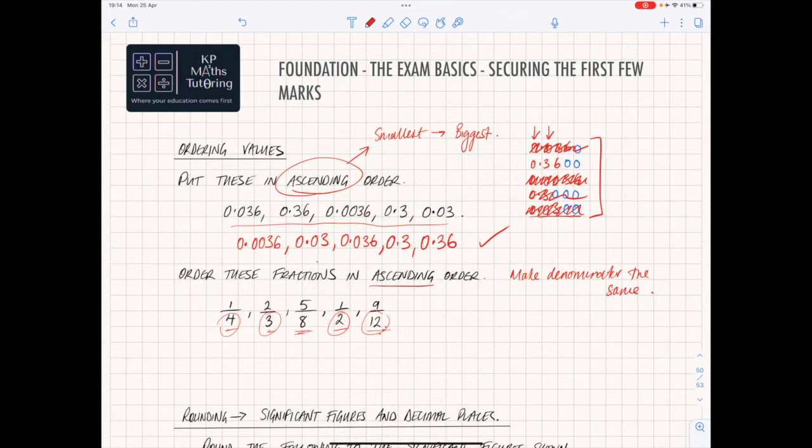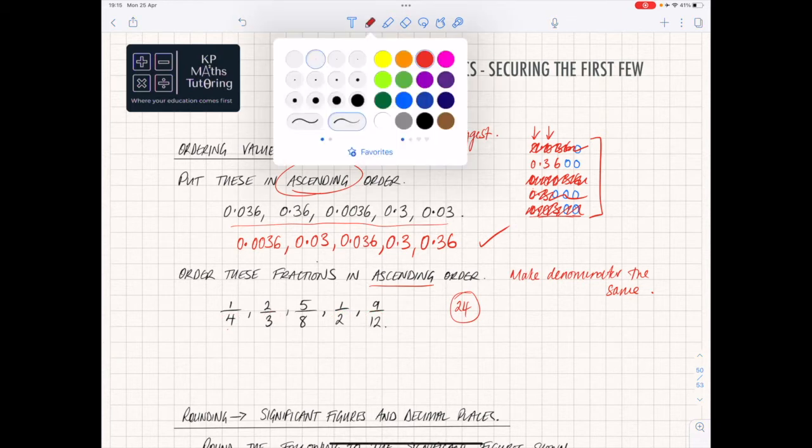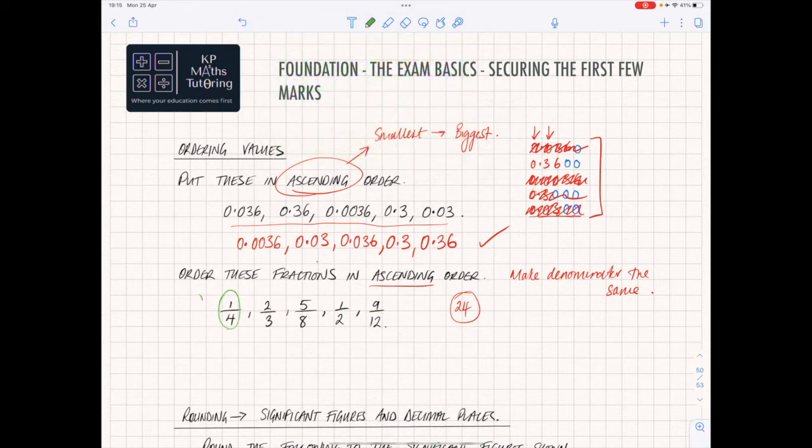So what I know is that if I was to do my 4 times table, my 3 times table, my 8 times table, my 2 times table, and my 12 times table, 24 is the magic number. It's the number that they all go into. So what you then do is you think to yourself, how do you make that bottom number to 24? Well, this one needs to be multiplied by 6. Okay, that will make it to 24. So it becomes 6 over 24.